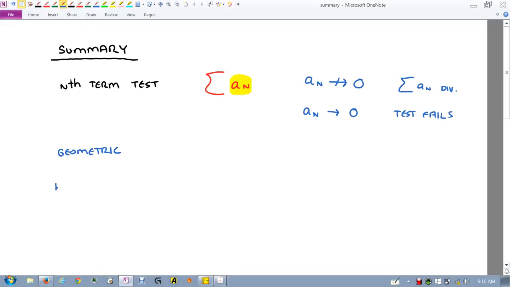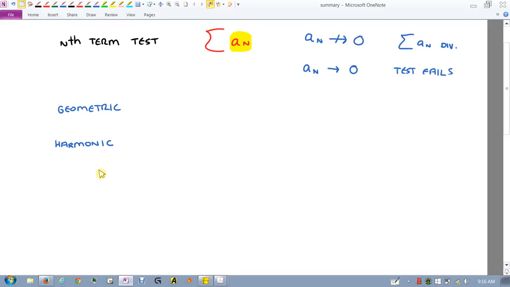Then after that, we had harmonic. And what's good about harmonic? They always diverge, right? Harmonic series always diverges. What is it that makes the series harmonic? What are you looking for? Constant over a linear function on the bottom. That's what you're looking for, all right? In that case, you pretty much conclude that it's going to diverge.